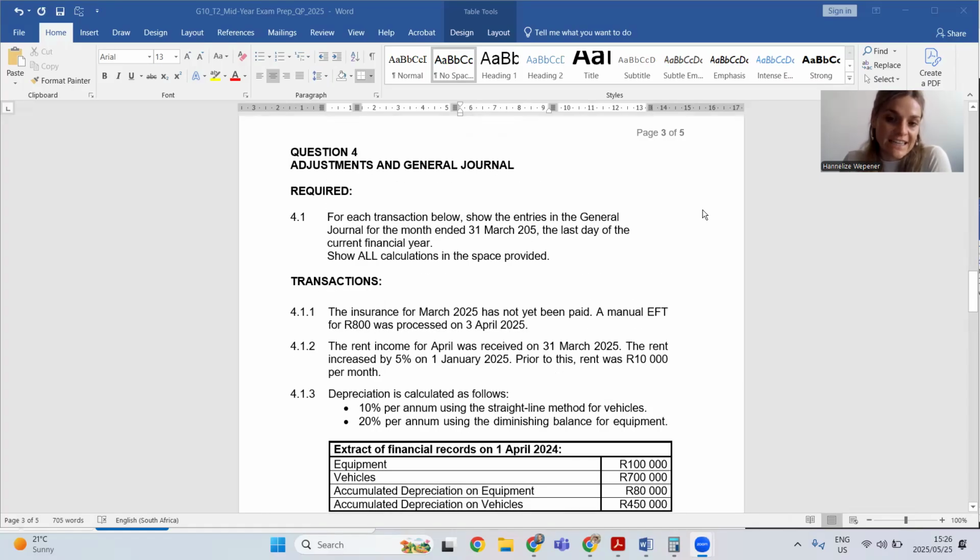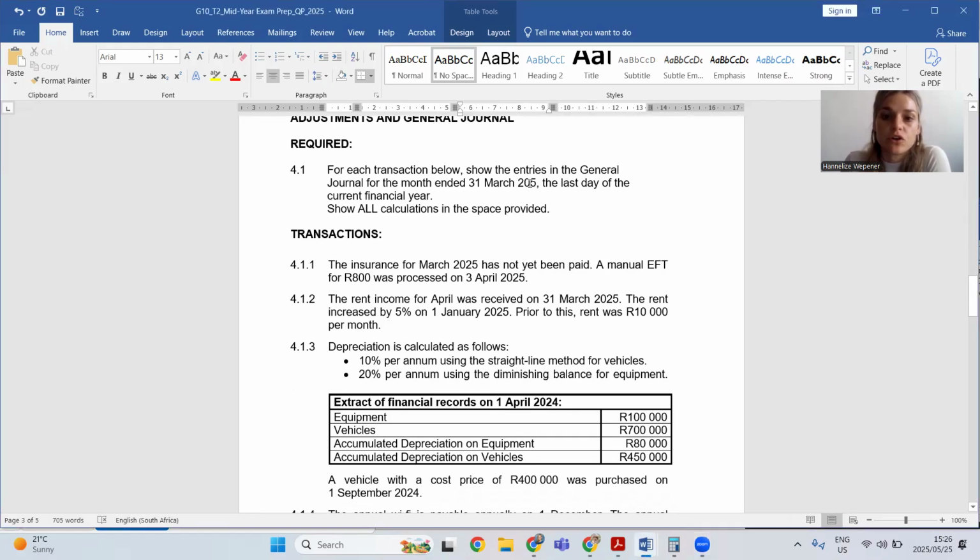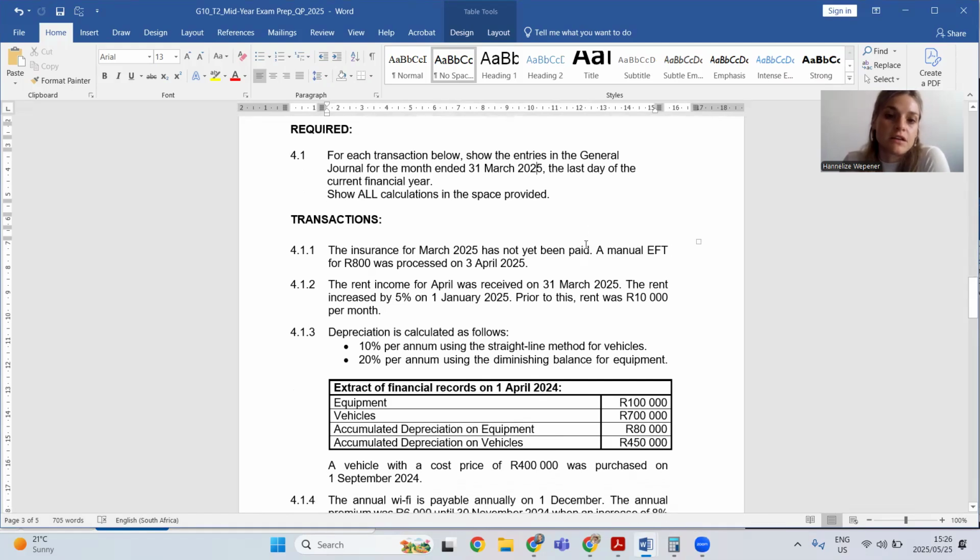General journal, and then adjustments. So for the following transactions, show the entries in the GJ, and we are doing this for the year ended 31 March 2025. So this is the last day of your current financial year. This means that your financial year started on the 1st of April 2024, ending then on 31 March 2025.